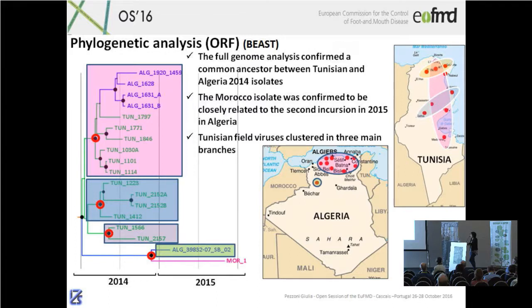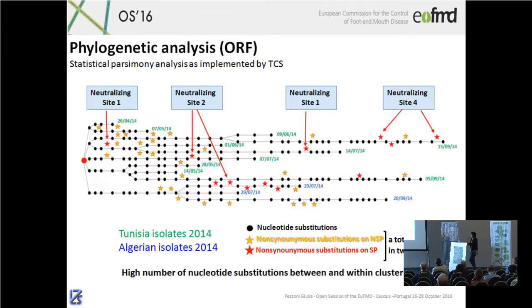We also performed on the whole polyprotein coding region another phylogenetic analysis, a statistical parsimony network.